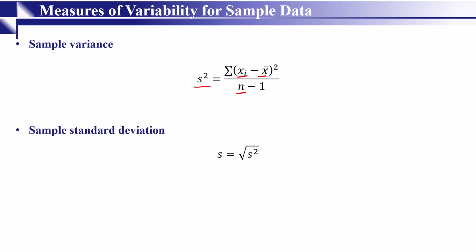Okay. Then we have sample standard deviation. The square root of the variance is the sample standard deviation. This sample standard deviation measures the spread of data points in a sample. So these two are non-negative. S squared is always greater than 0 and S is also greater than or equal to 0.